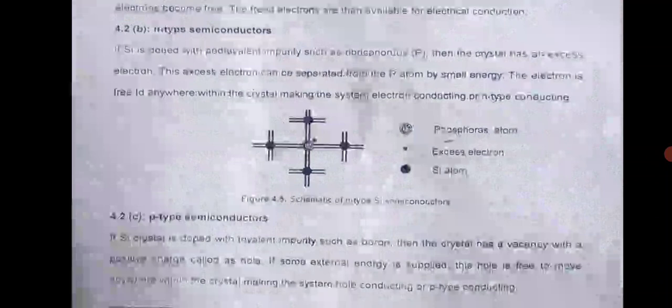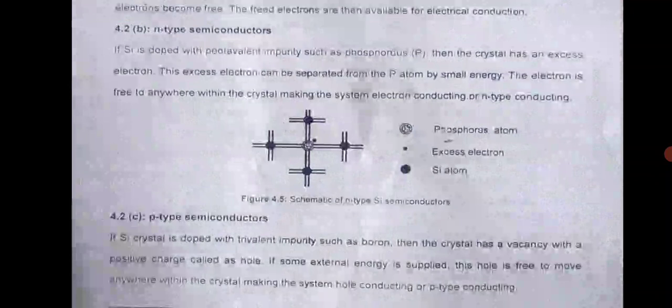So this is the n type semiconductor. See here, at the center the silicon atom is bonded by covalent bonds, and the excess electron is present near the central atom. So this is the idea of the n type semiconductor.